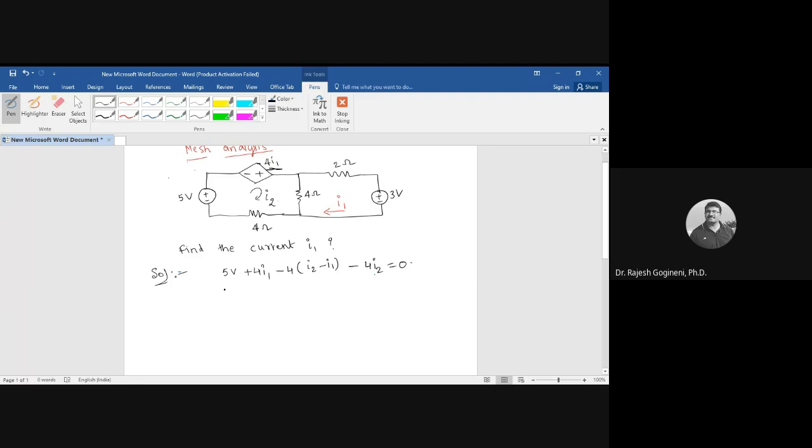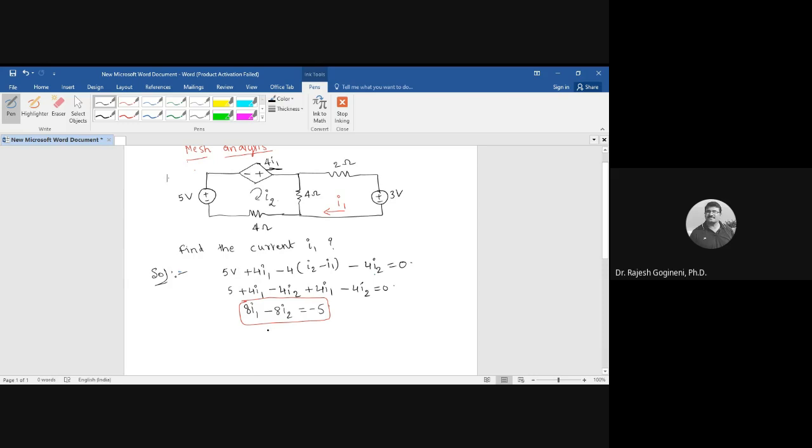Simplify this: 5 volts plus 4I1 minus 4I2 plus 4I1 minus 4I2 equals 0. So 8I1 minus 8I2 equals minus 5. This is the KVL equation for the first loop or first mesh.